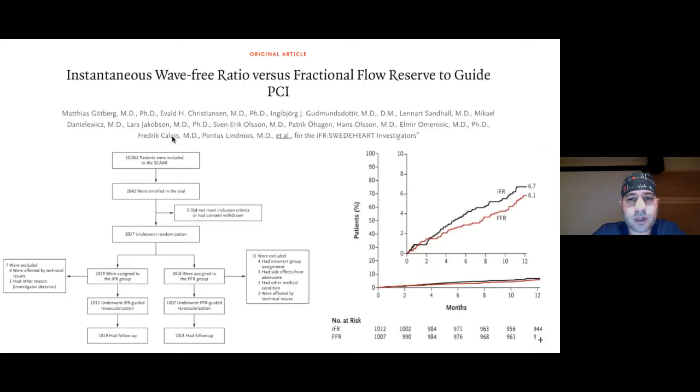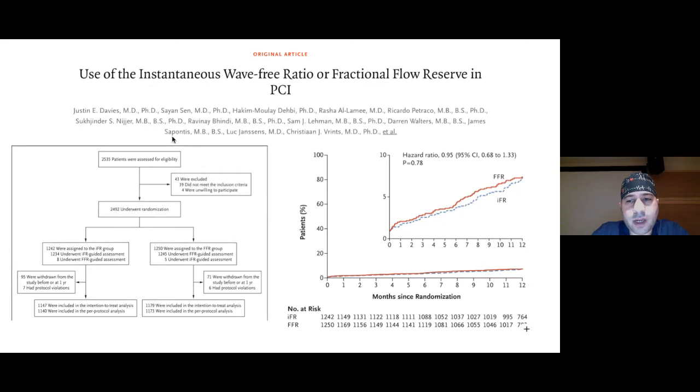So the iFR SWEDEHEART investigators looked at that. They randomized about 2,000 patients to FFR-guided PCI versus iFR-guided PCI, and they looked at MACE. As you can see in the image on the right, there is no statistical significance in terms of FFR versus iFR-guided PCI. And this is the DEFINE-FLAIR study showing similar results in about 2,500 patients, and they concluded that iFR showed similar results to FFR-guided PCI in regards to MACE, so there was no statistical significance. So either one could be used to assess a lesion.